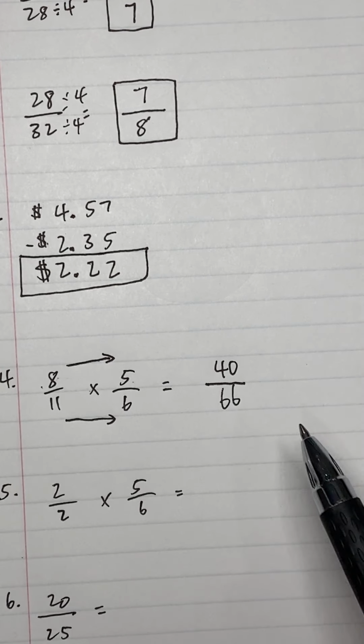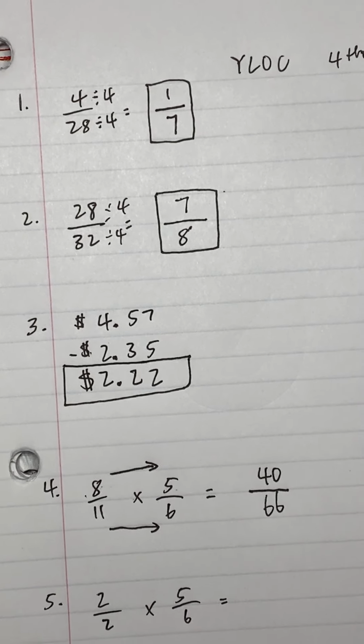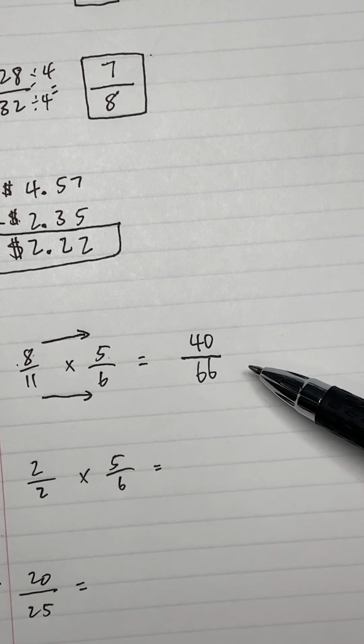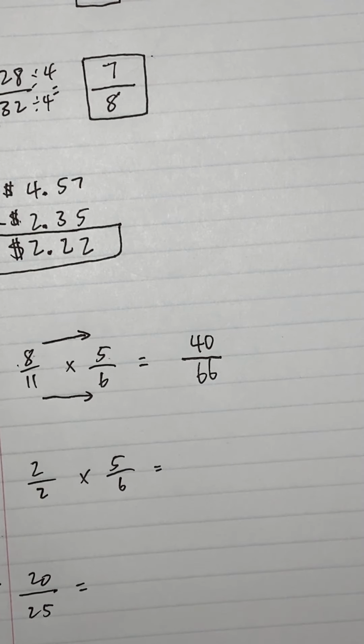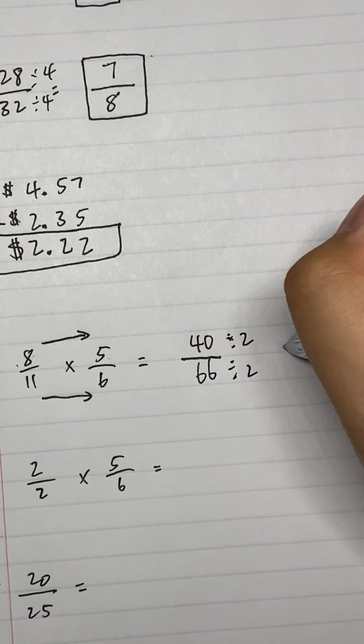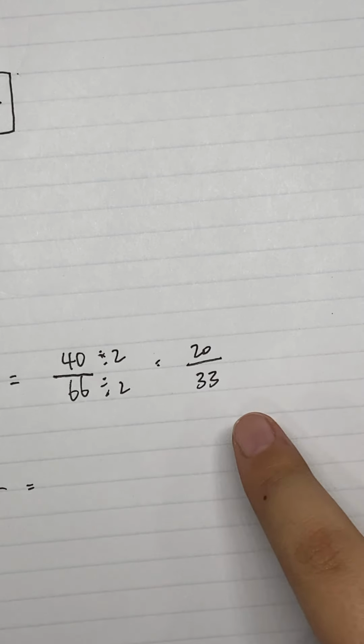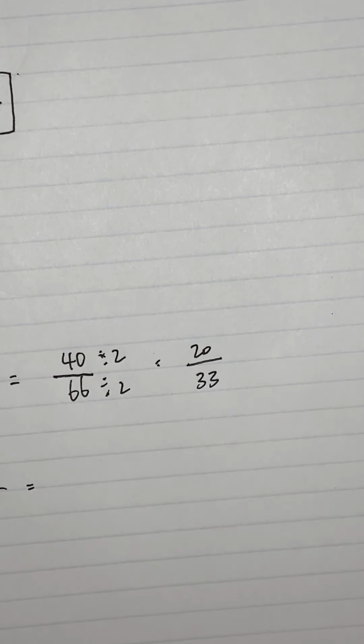Now, once you get your answer, just like we did for the questions on top, we want to simplify this into its simplest terms. So you ask yourself, what can both top and bottom be divided by? You might think 2, right? So we can divide this by 2 and by 2. And when you do that, you get 20 over 33. And then you can ask yourself, can this number be divided any further?